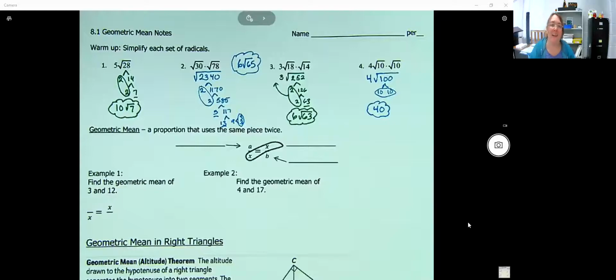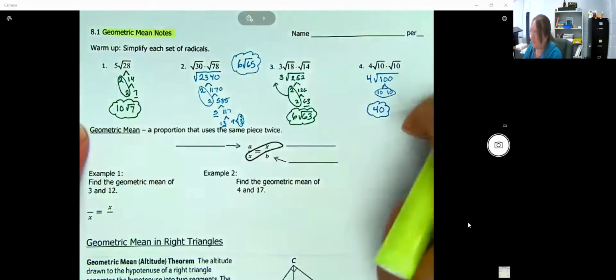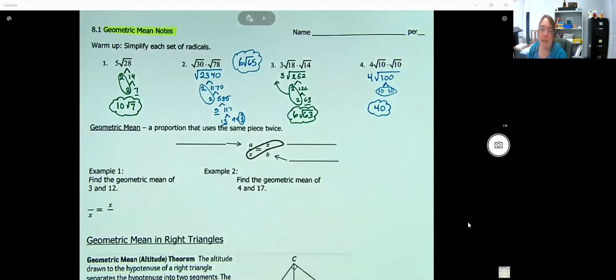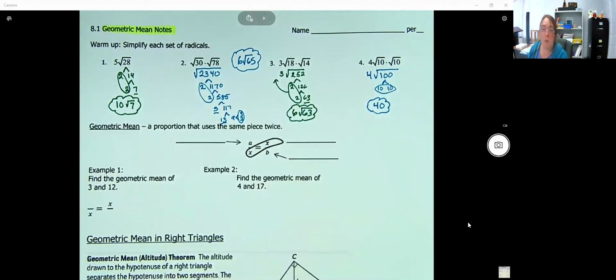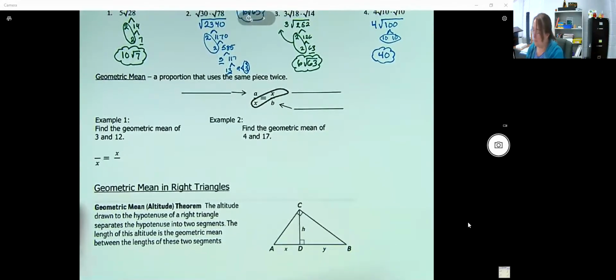Everybody, I want to talk to you about the geometric mean today. So these are our geometric mean notes. This first section here is all warm-ups of what we did in simplifying radicals. You can see that video if you want more explanation on how to do that. But for right now, let's focus on just the geometric mean.